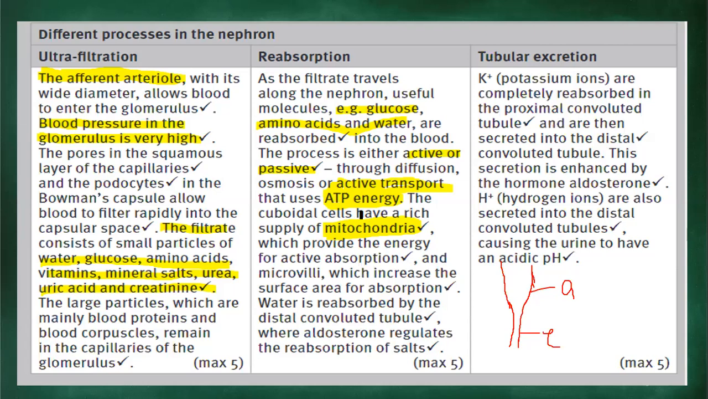So that's why they have these cells with a rich supply of mitochondria, because you will need the ATP produced in the mitochondria through cellular respiration to what? To assist in active transport there. You understand? Yes, for active reabsorption, it assists in active transport. Then, what else does it have? It has microvilli, which increase the surface area for absorption.